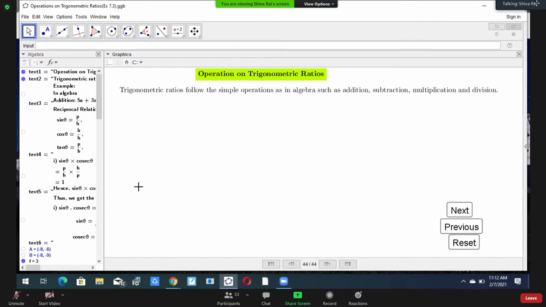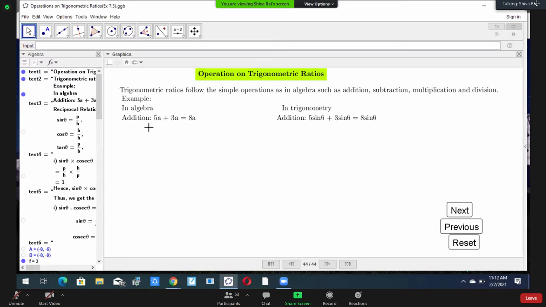Okay, trigonometric ratios follow the simple operations as in algebra, such as addition, subtraction, multiplication, and division. Now you look here in algebra and in trigonometry. Addition: if we add 5a plus 3a, it equals 8a in algebra. In trigonometry, if we add 5 sine theta plus 3 sine theta, we get 8 sine theta.